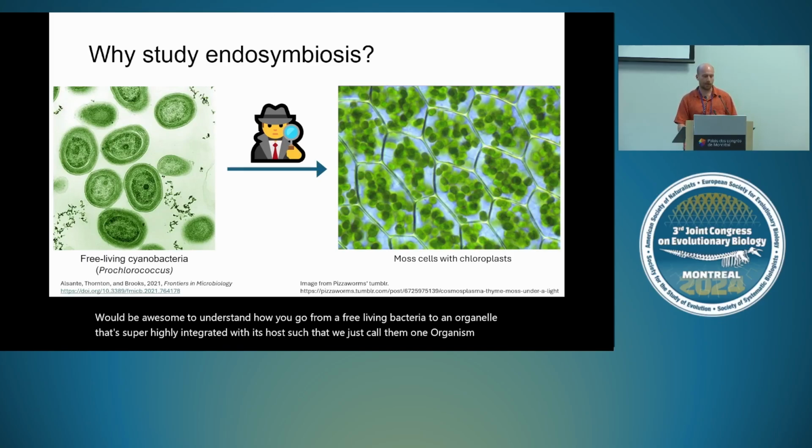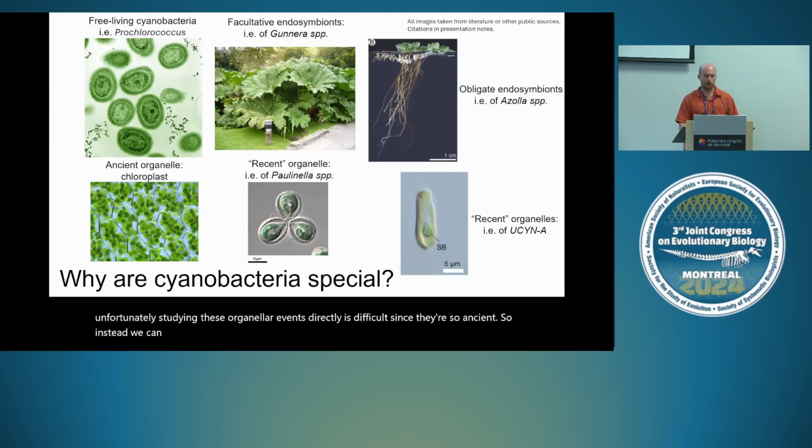But unfortunately, studying these organellar events directly is difficult since they're so ancient. So instead, we can study modern proxies. And I would argue that cyanobacteria are a really ideal system to do this in, because they sit all along a spectrum of integration with the host.